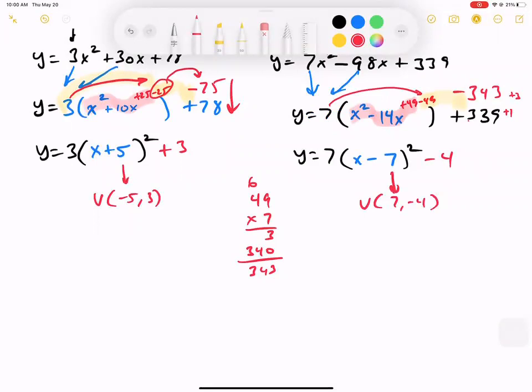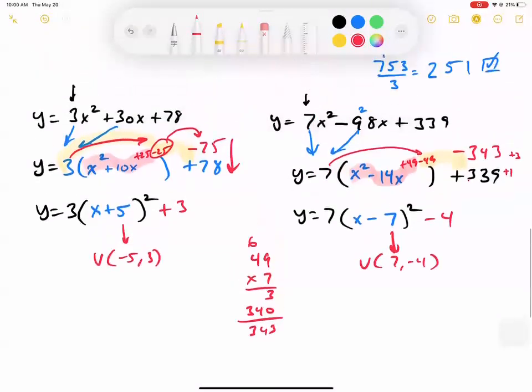Not only can we find the vertex, this is also the line of symmetry. And since the parabola is going up, this is also the lowest point. It tells us a lot of things without having to deal with a table.